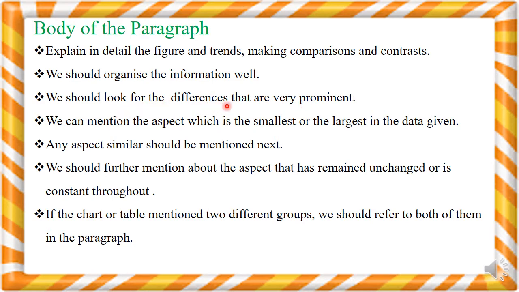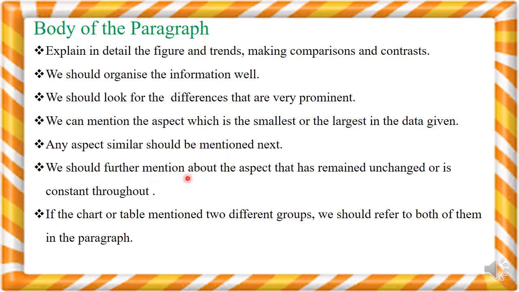We should look for the differences that are very prominent. So we need to identify the differences and write them down. We can mention the aspect which is the smallest or the largest in the data given. So all the minute details need to be provided, because you will be provided with the data or a chart. So there you need to pay attention to all the aspects, the smallest or the largest. Any aspect similar should be mentioned next. You can write all the relevant or related points there.